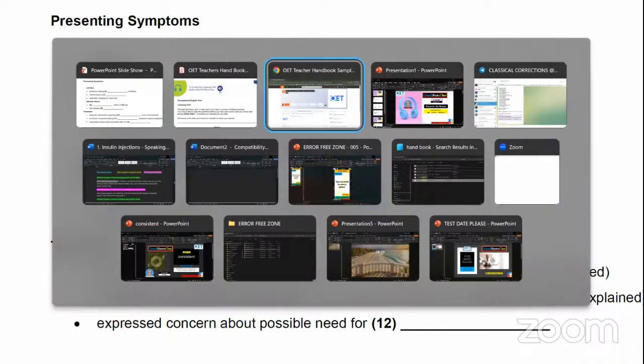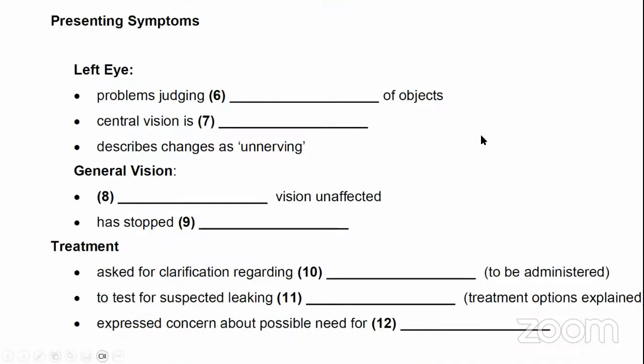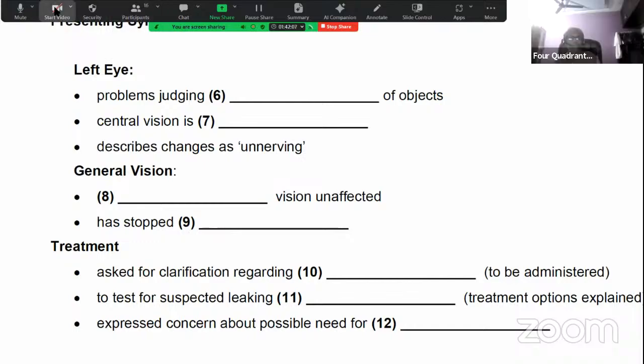Extract 2, questions 13 to 24. Now, I told you there are 3 phases, right? I told you that there are 3 phases.